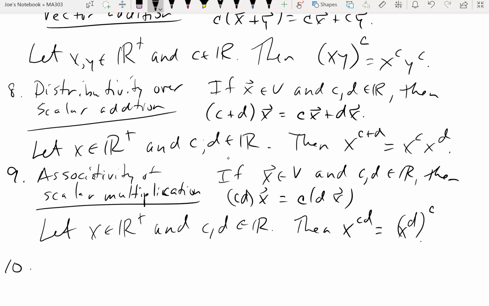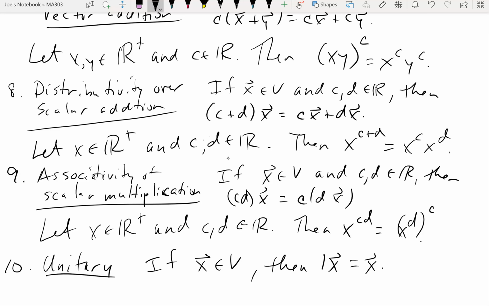All right, last one. The property is really that we have a unitary idea. Don't worry about the word I'm using, but that's the idea. We want to make sure that it's a scaling property. It's why we call them scalars. If I take the scalar 1 and multiply by a vector, should it change its size? No, because it has a scale of 1 already. So this one is: if x is a vector, then 1 times x is x again.